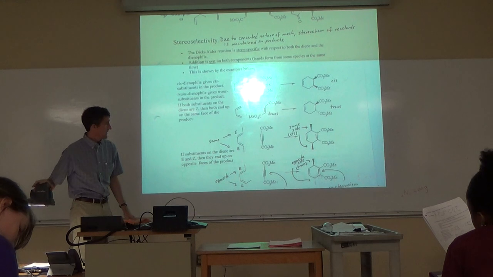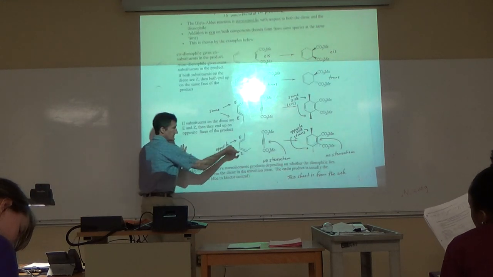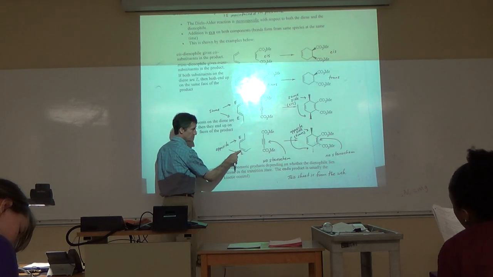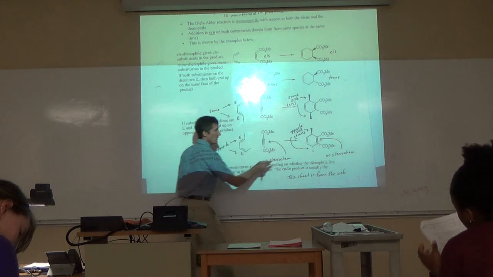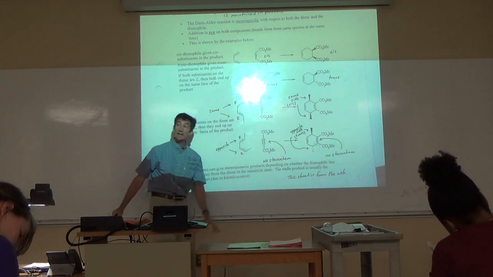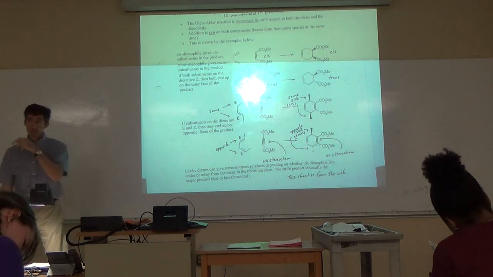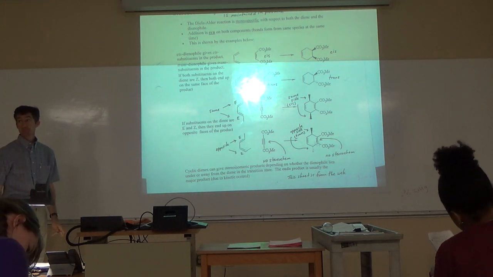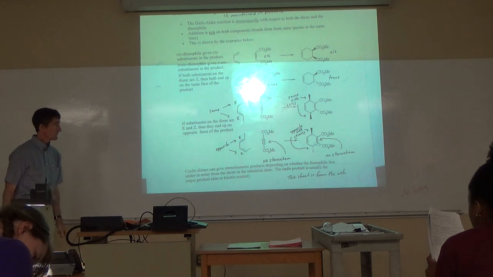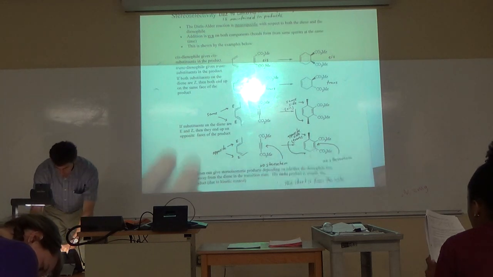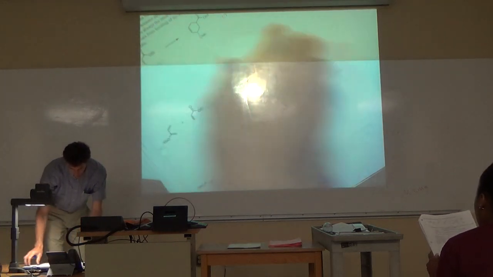But what if we have a diene that looks like this, where that double bond is E, but this one's Z? If you do this, you will get these two groups now trans, because it has opposite configuration here. Okay? That's some stereochemistry there.